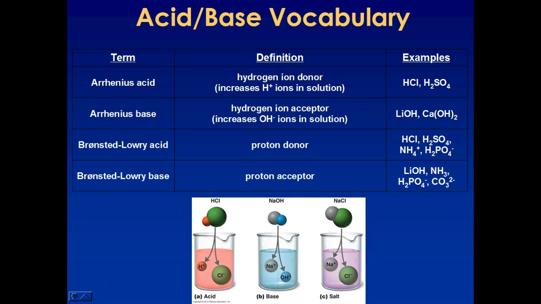Bronsted-Lowry expanded the definition of an acid and base. It didn't really change the acids terribly much, it just calls them now proton donors. So they just have to be able to donate a proton, and typically that too is still in the form of a hydrogen. So all the acids that were Arrhenius acids still meet Bronsted-Lowry's definition.